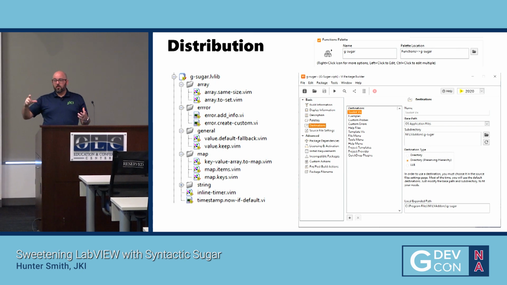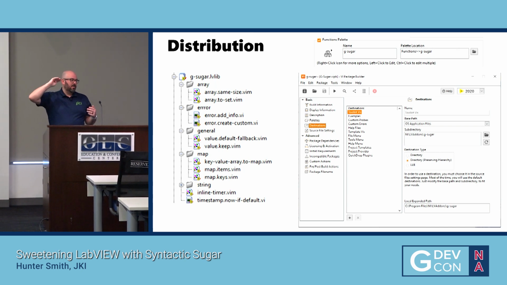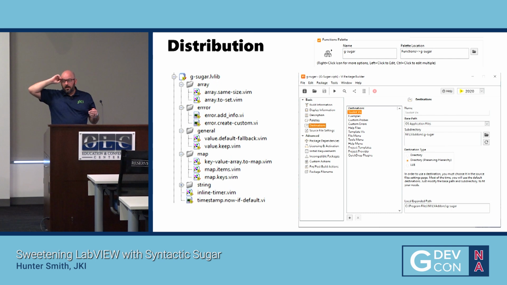So for the source code, I've taken all these methods and I put them in an LVlib. The reason I use an LVlib is honestly just for the namespacing. Just in case someone else has made a map.keys, I don't want to conflict with it. And so I have it in a gsugar.lvlib, really just for the namespacing.